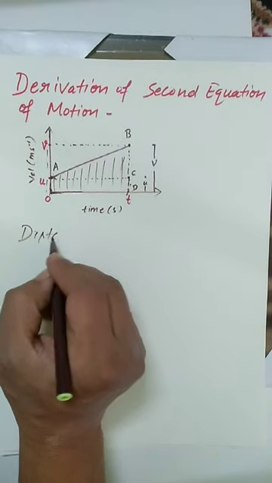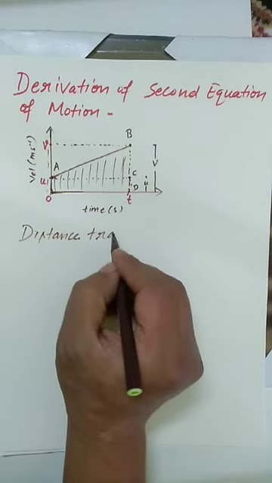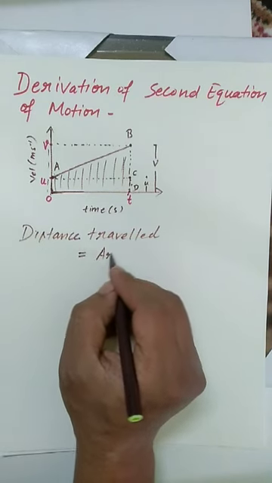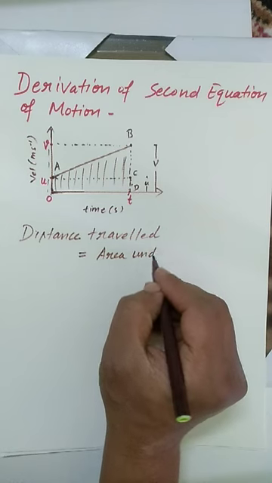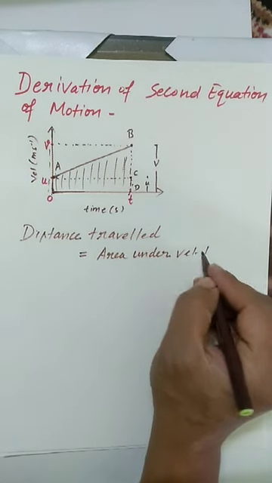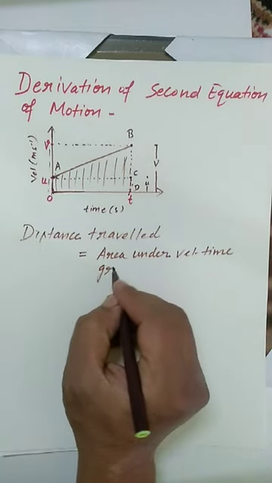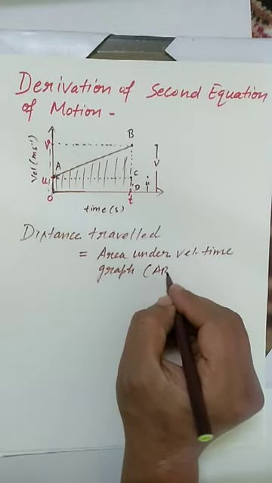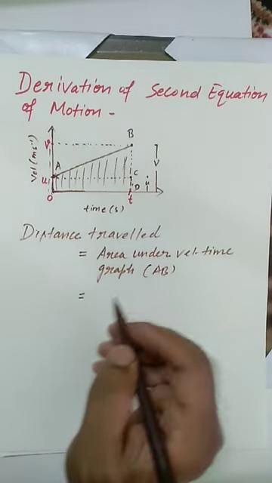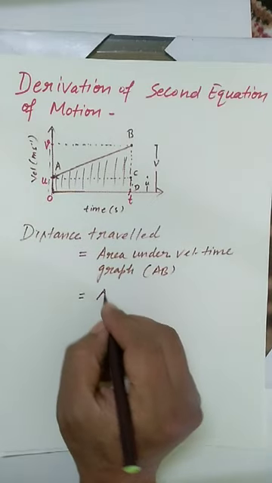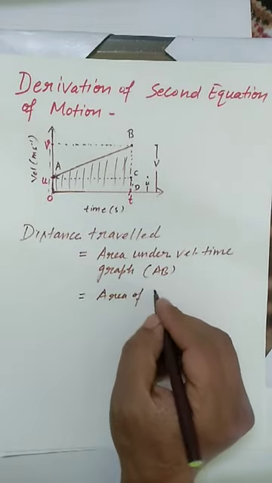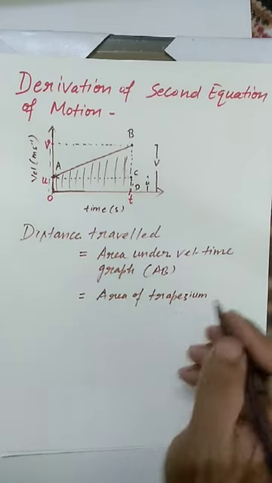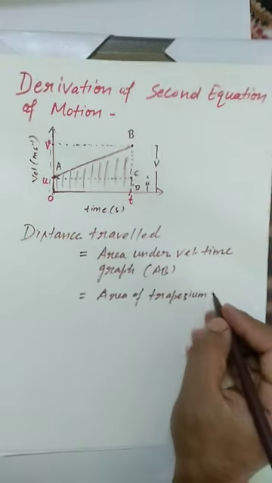So distance traveled is equal to area under the velocity time graph, or this is the AB. It means we have to find out the area of trapezium. It means area of trapezium, and that is OABD.